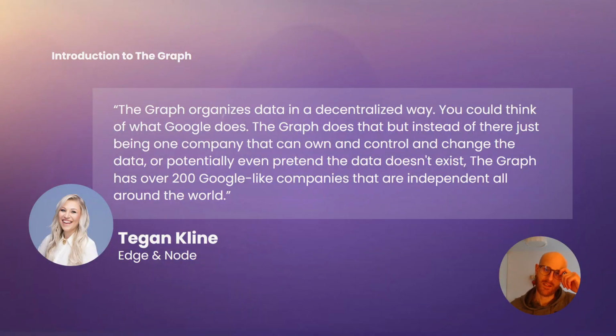Now, I found this really interesting quote by Tegan Klein, who is the CEO of Edge and Node, which is one of the core developer teams of the graph. And what she said was really interesting because she said the graph organizes data in a decentralized way. You could think of what Google does. The graph does that, but instead of there just being one company that can own and control and change the data, or potentially even pretend the data does not exist, the graph has over 200 Google-like companies that are independent all around the world. And you can already see that there is a very, very influential tone of decentralization, of not having a centralized entity in the graph ecosystem.